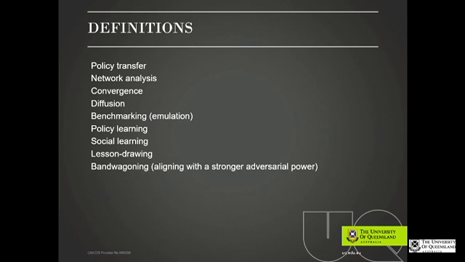Okay, and then there is this last type of transfer, sometimes called bandwagoning in the literature. It's when one country or city aligns itself with a stronger power, and it's not necessarily a friendly power, but sometimes you might want to make friends with your enemy, so instead of having them against you, they help you, right? So it's a type of politicking for the benefit of society.